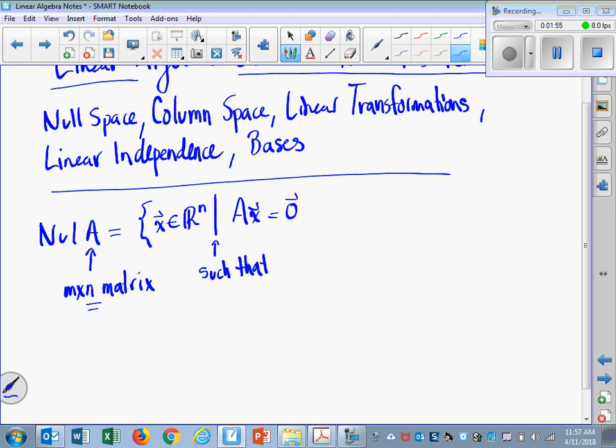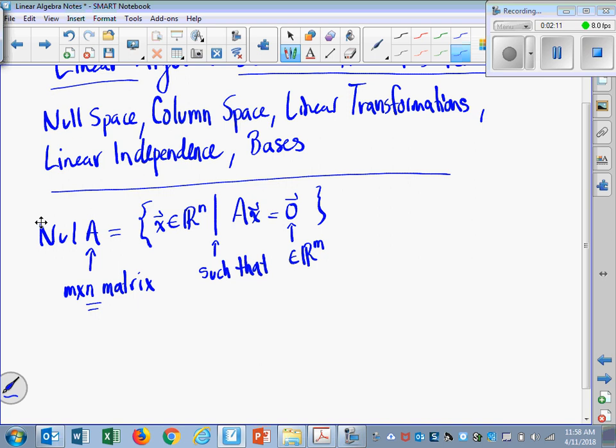Now this is the zero vector. This is the m-dimensional zero vector. So this zero is, we'll say, in Rm, the m-dimensional zero vector. Okay, so that's what the null space is.